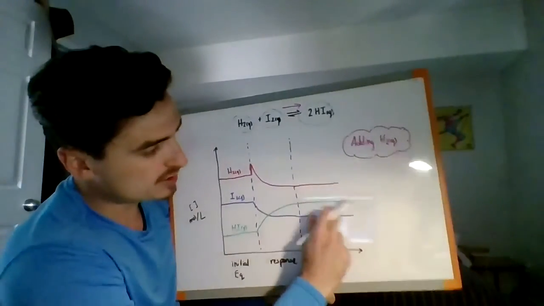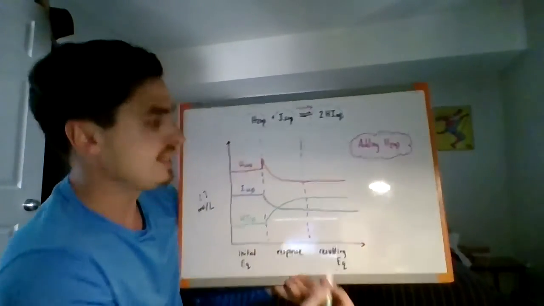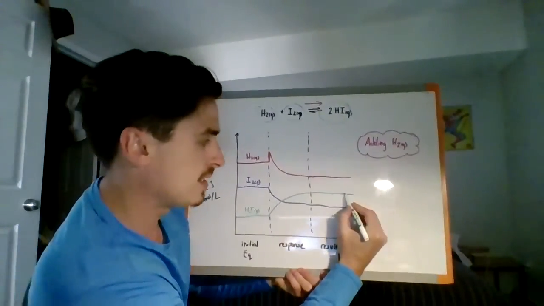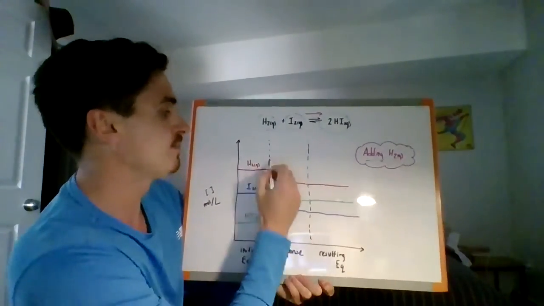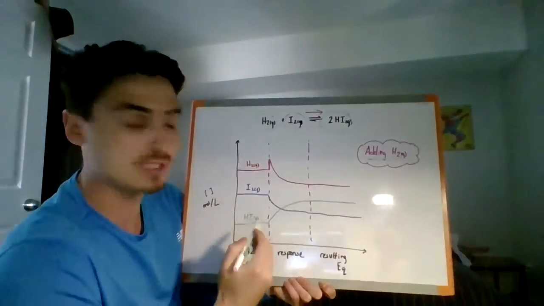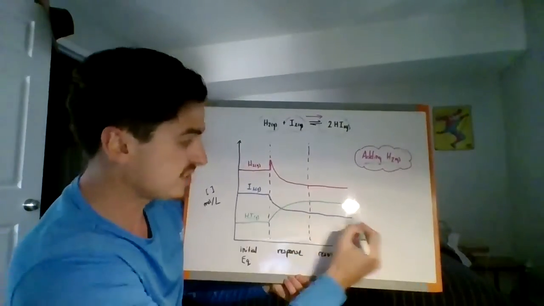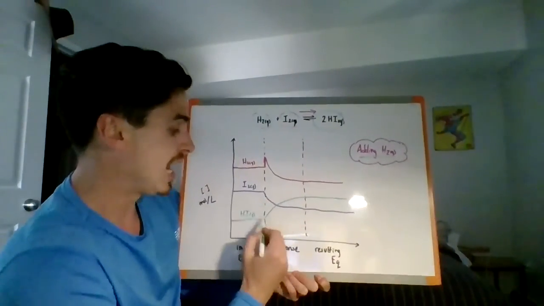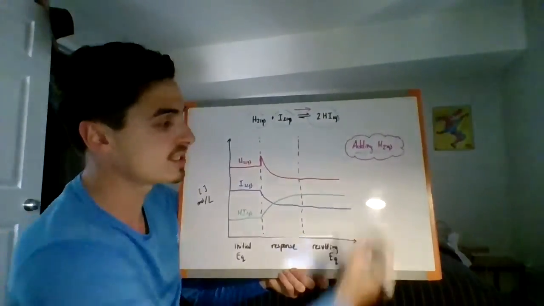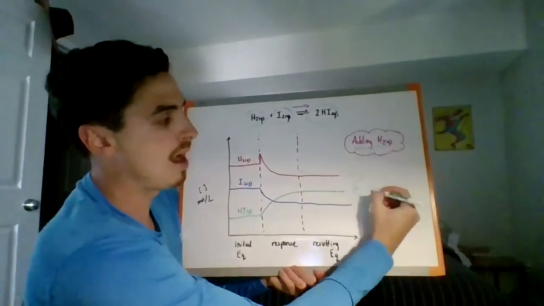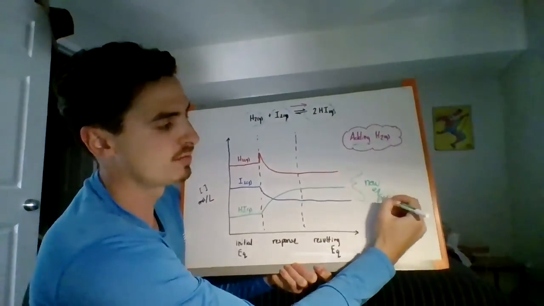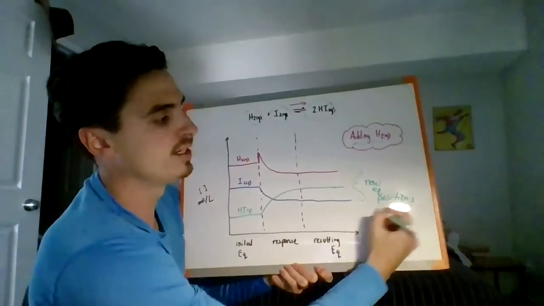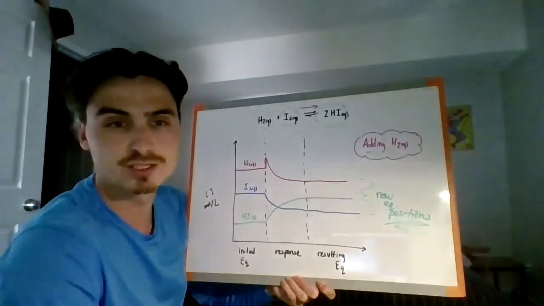But if we take a look at this, what we've noticed, okay, is that hydrogen initially went up because we added it and then restabilized by decreasing. Iodine restabilized by decreasing. Hydrogen iodide restabilized by increasing, and these are now our new equilibrium positions. All right, and equilibrium has been reestablished.